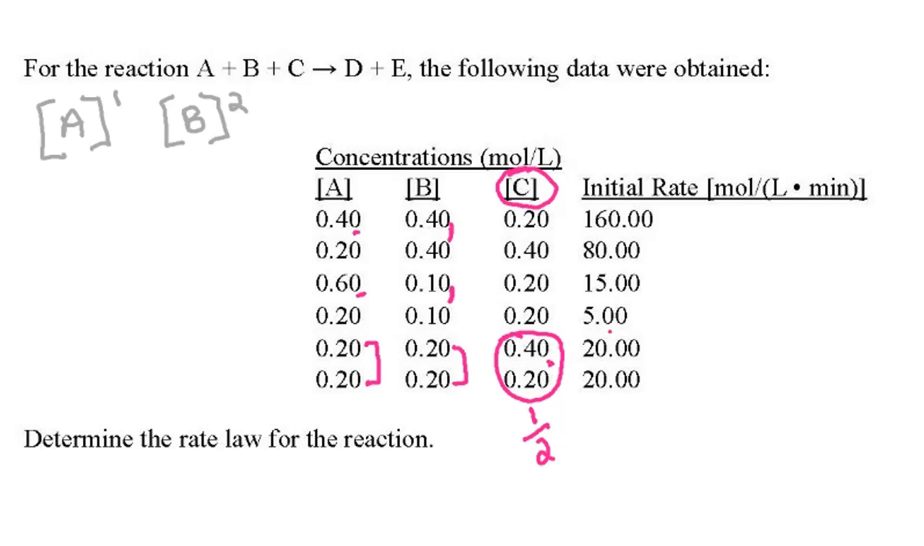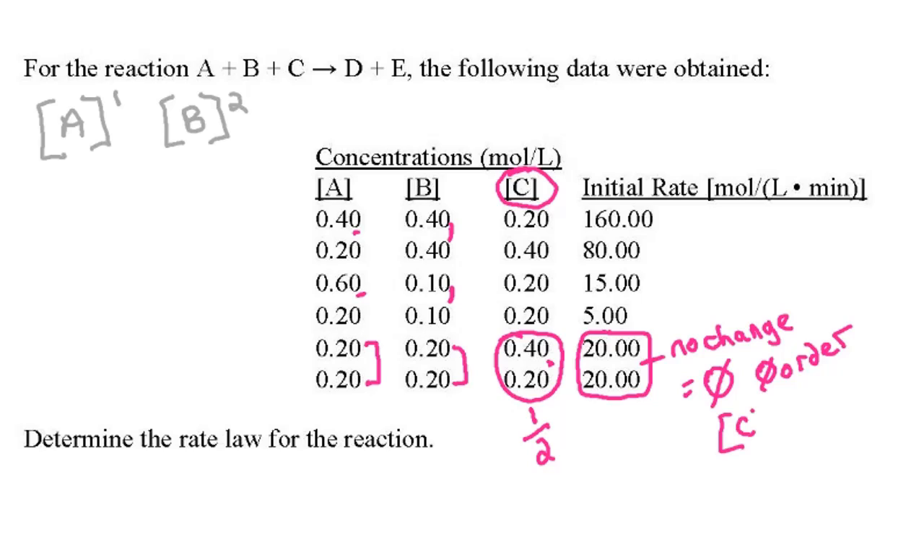Now let's look over at the initial rates of those same two experiments. The initial rates stayed the same. There was no change. So another way to write no change is 0. 0 change, which makes it 0 order. So that means C is going to have a little 0 exponent up here because C is 0 order. So let's put C up here next to the A in the first order, B in the second order, and C is in the 0 order.